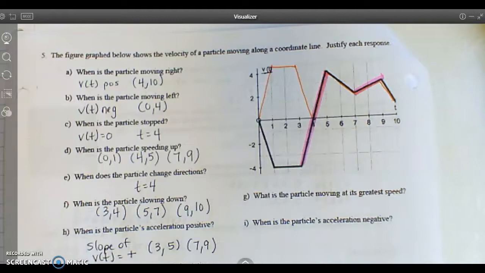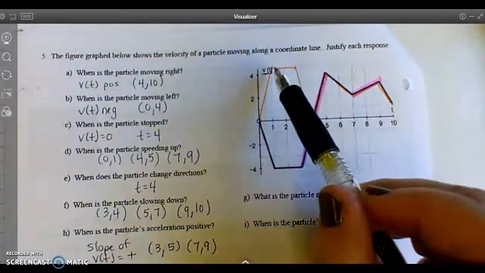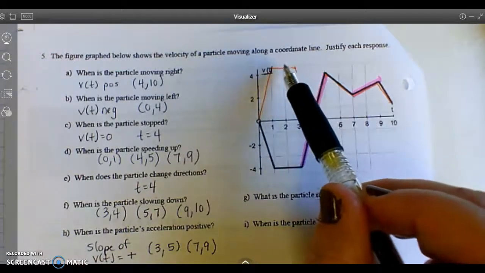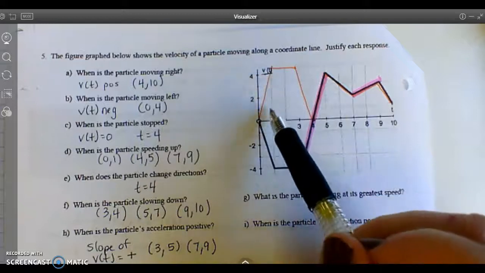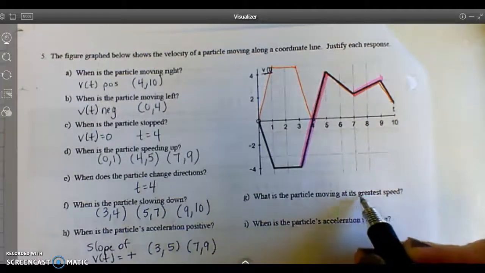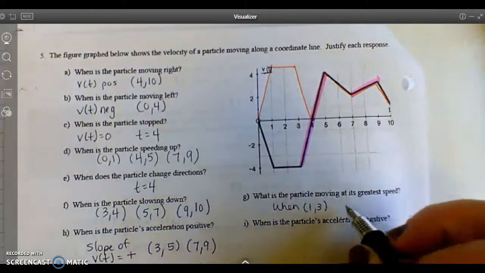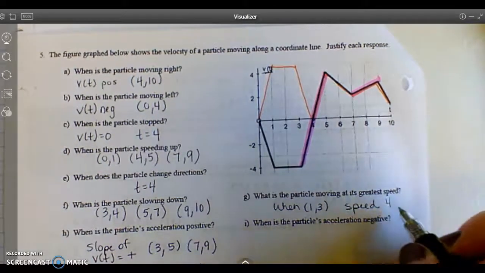Then it asked me, where is the particle moving at the greatest speed? Remember that the speed was that orange graph that we drew? And so for the speed to be the greatest, I'm wanting the highest y value. And so where's the highest y value here? On the orange. It would be up here. That's where it's the highest. And so it's actually from 1 to 3. What is the particle's greatest speed? Okay, the when would be from 1 to 3, and the actual speed would be 4.